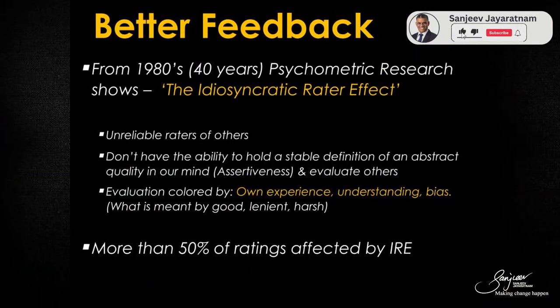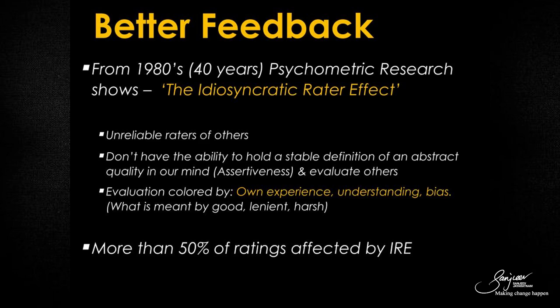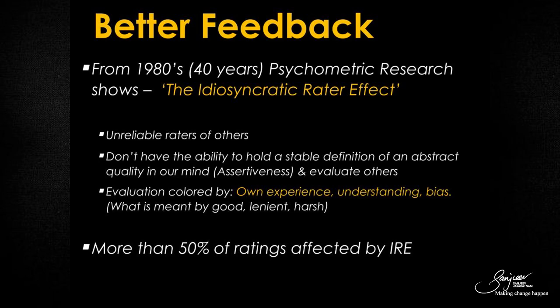Now, try to get your heads around this. This is really important because it actually changes a lot of the ways that we think. So, this is called the idiosyncratic rater effect. Idiosyncratic rater effect. And apparently, this has been proven by psychometric research for the last 40 years. That is from the 80s, although we have not really known it. Because we cannot rate people uniformly on abstract concepts. Commitment is an abstract concept. Potential is an abstract concept. Did you achieve your sales target or not is not an abstract concept. That's very clear. So what is this idiosyncratic rater effect, or IRE, telling us? We are notoriously unreliable raters of others.